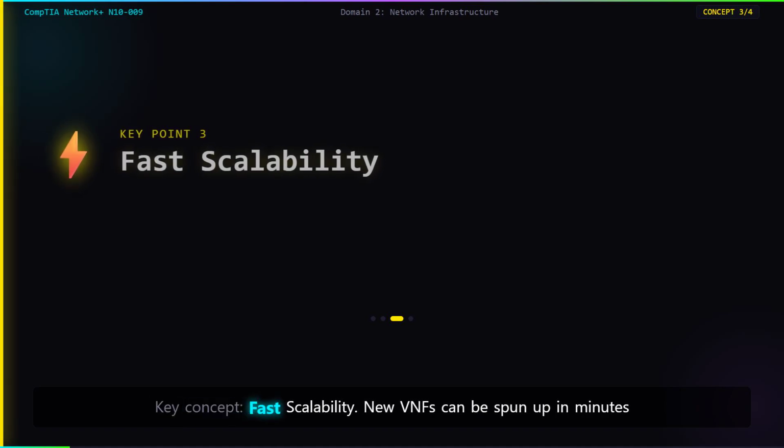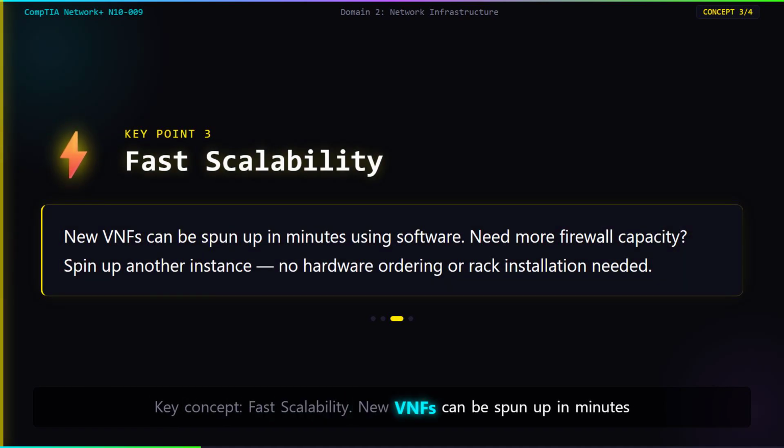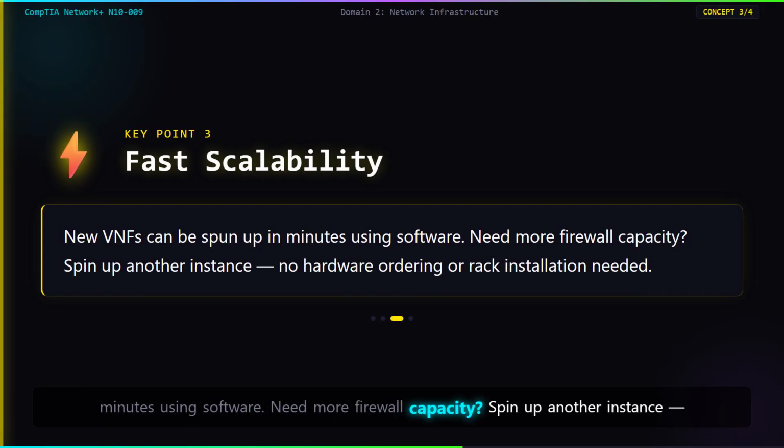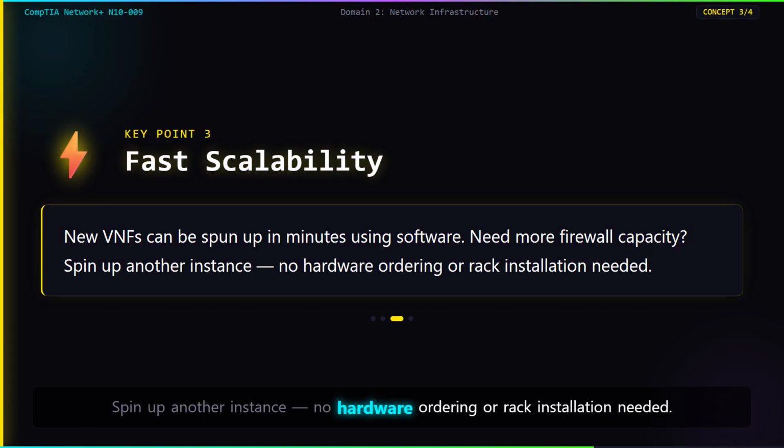Key concept: fast scalability. New VNFs can be spun up in minutes using software. Need more firewall capacity? Spin up another instance. No hardware ordering or rack installation needed.